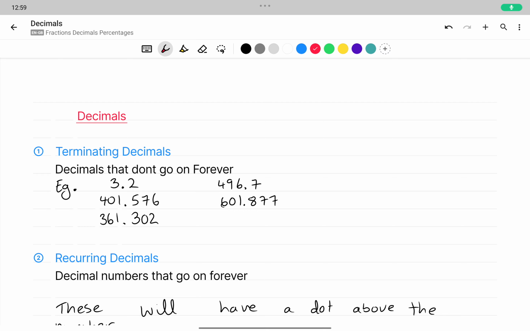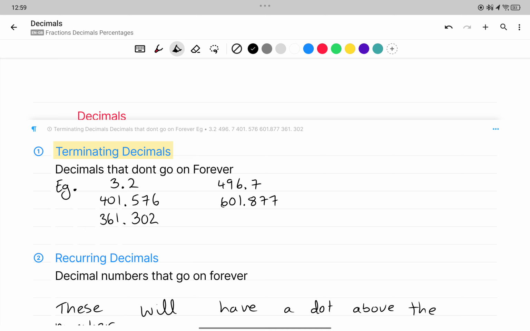Okay, so we're going to look at decimals, and you have two types of decimals. Terminating decimals are decimals that don't go on forever. So if the decimal just stops, like 3.2 or 0.877 at the end, you could assume that there's an infinite amount of zeros after the number. That's fine. So if it's just zeros, that means it's a terminating decimal.